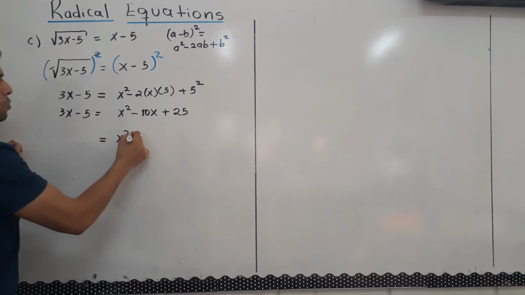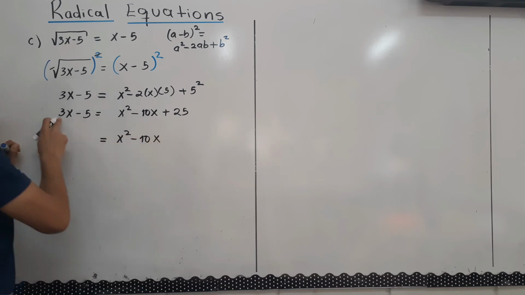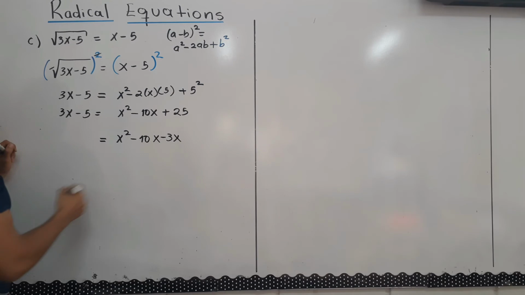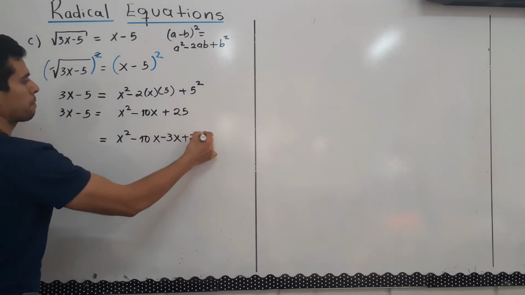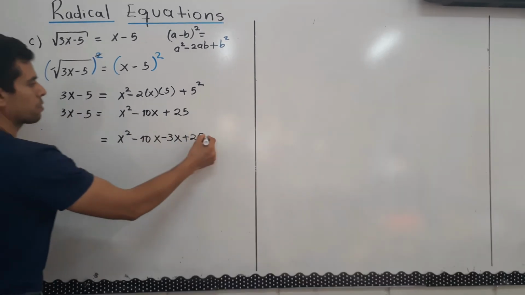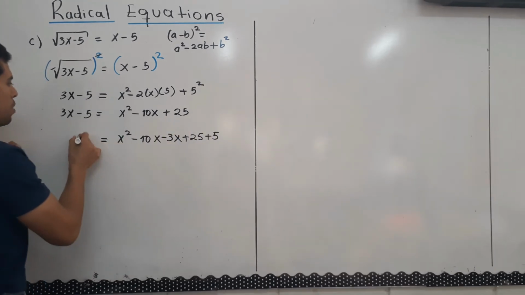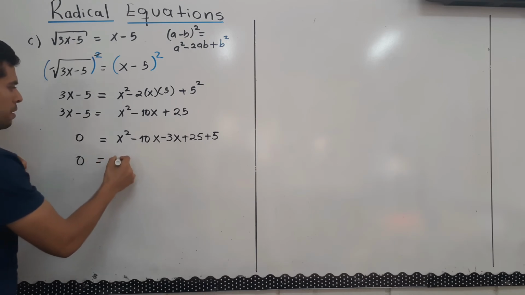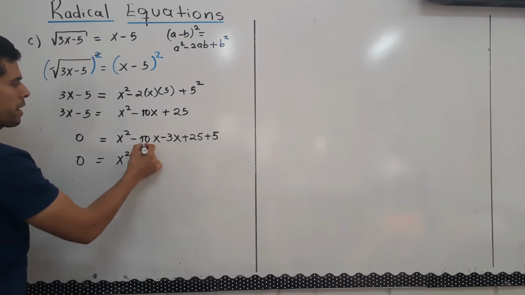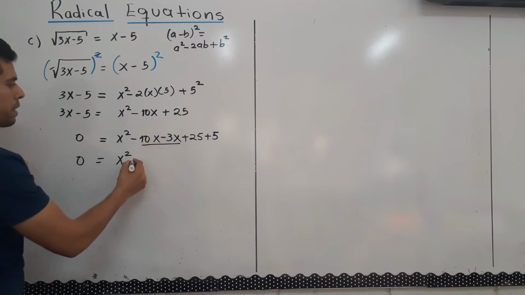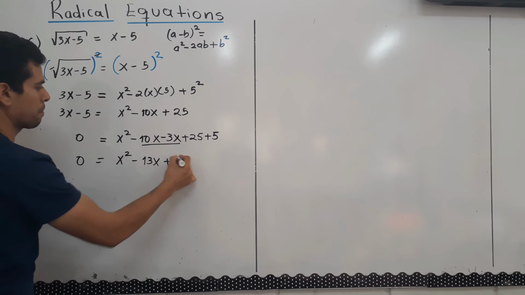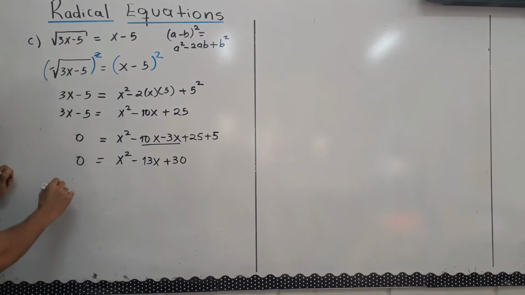So x to the 2 minus 10x. If you move the 3x here, it's going to be negative 3x. Then plus 25. And here, this is negative. Here it's going to be positive 5. And then equal to 0. Then I'm going to simplify that. Like terms. X to the 2. Here I have like terms, so this is going to be negative 13x. 25 plus 5 is 30. Okay? And you can rewrite this like this. Just rewrite it.